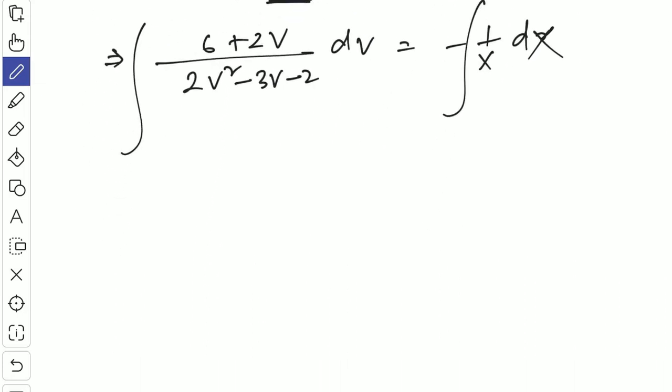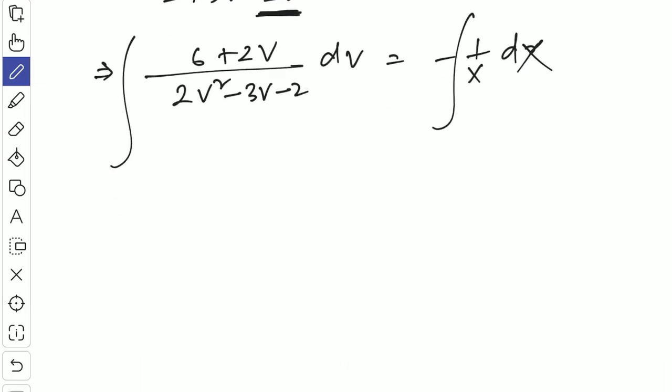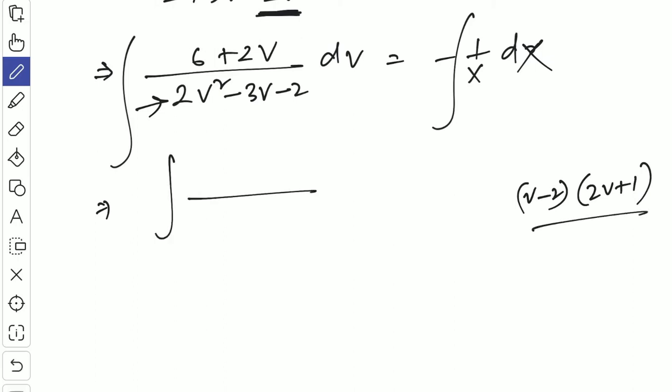So now what you will get, here you see, if you factorize this denominator, then you will get v minus 2 into twice v plus 1. That's what you will get. I hope you know factorization. You have already learned it in class 8 or 9 standard.